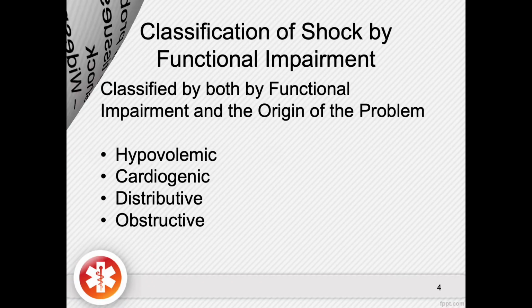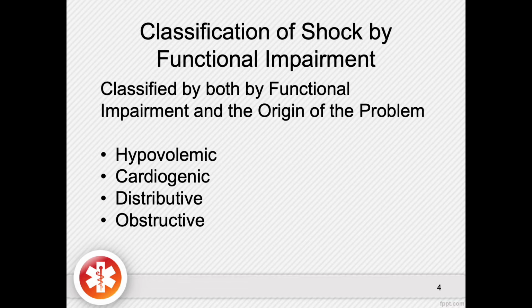Shock can be classified by either what system it impairs or what system it originates from. So it can include hypovolemia, cardiogenic shock, distributive shock, and obstructive shock. We will discuss the different types of shocks in this episode and how one shock can be classified as a couple of different types of shock.